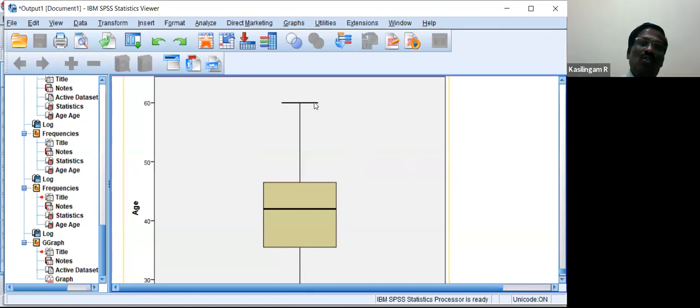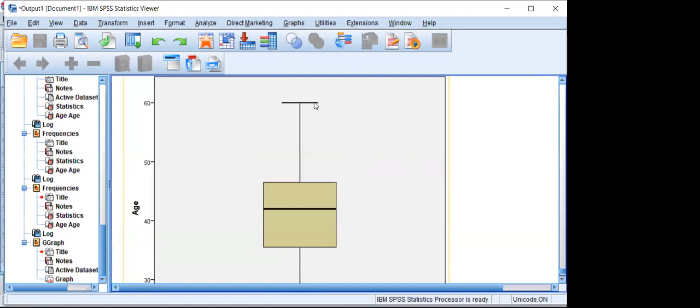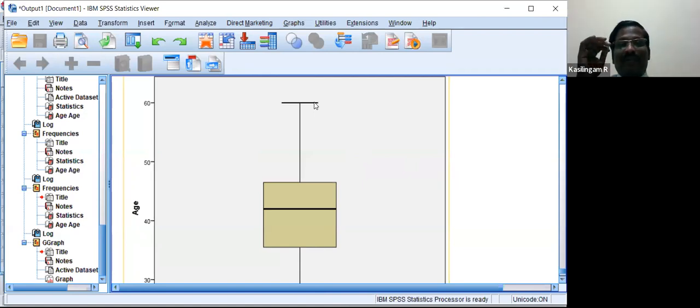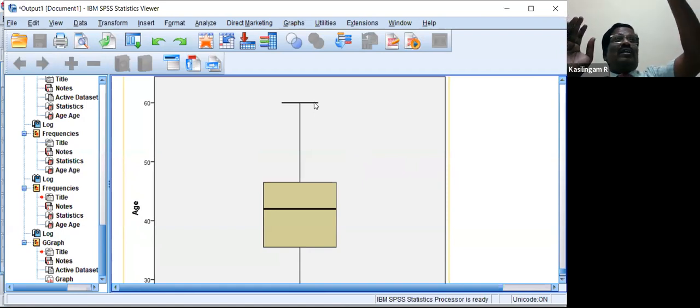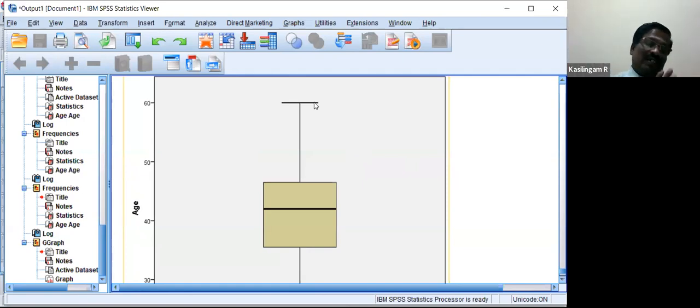So now how to draw? Very, very simple. Go to Graph, then Chart Builder. You have to select the box plot. The first box plot you have to drag and put it on the top. The variable you have to put on the y-axis. Automatically it will come. So now this is the box plot.